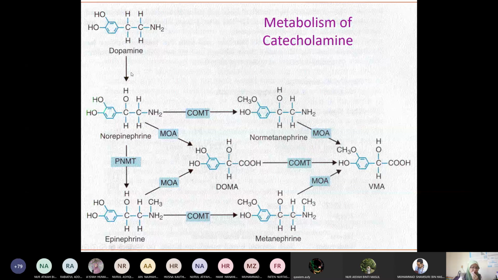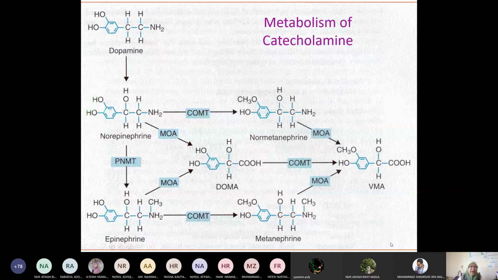Okay, metabolism of catecholamine. So dopamine can be transformed to norepinephrine. Catechol-O-methyltransferase catalyzes norepinephrine to form normetanephrine, and monoamine oxidase catalyzes norepinephrine to form DOMA. In the biosynthesis, epinephrine is formed by the action of phenylethanolamine N-methyltransferase. In catabolism, monoamine oxidase can degrade the epinephrine to form DOMA. Catechol-O-methyltransferase, COMT, also catalyzes it and forms metanephrine here. Monoamine oxidase and COMT catalyze and finally form vanillylmandelic acid. Vanillylmandelic acid is the end product of the catecholamines and is excreted in the urine.